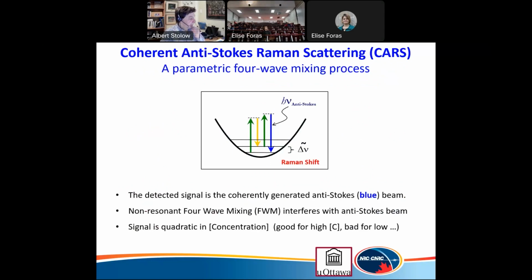So I remind you that this coherent anti-Stokes Raman scattering, this CARS technique, is a four-wave mixing process. It's a third order nonlinearity.